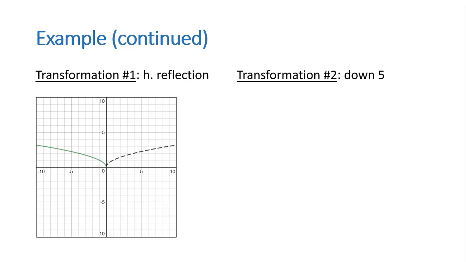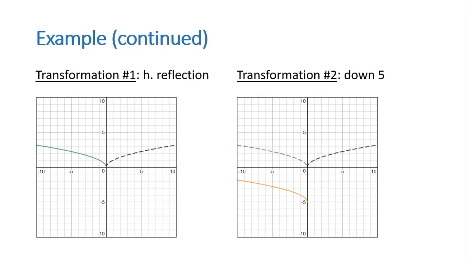Our next transformation is to move down 5 units. So what we're going to do now is, as opposed to starting with the parent graph, we're going to start with the reflected graph. So we applied one transformation. That's now going to be the starting point for our next transformation. So we're starting with the green dotted line, and we're shifting it down 5 units, and we end up with the orange graph. So the orange graph is going to be our final graph. That graph has been reflected from the parent function and then shifted down 5 units. So that graph is our final answer.